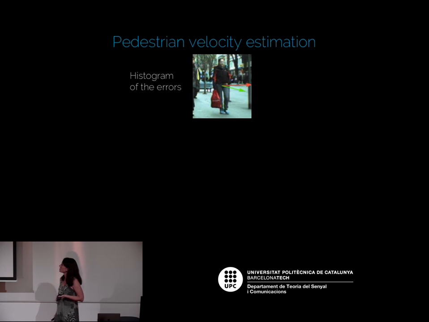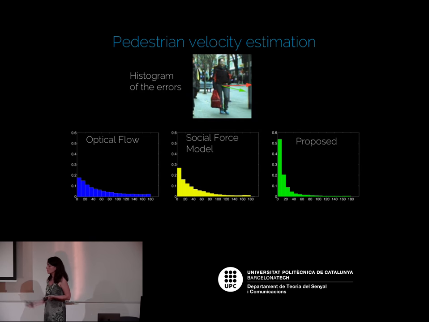So this gave actually quite good results. If we look now at errors of pedestrian velocity estimation, we see, for example, the ground truth vector in red and the predicted vector in green. And what we want to plot now is the histogram of the angular errors. So we want to know how precise we are in terms of angular errors. Here we don't plot the magnitude at all.